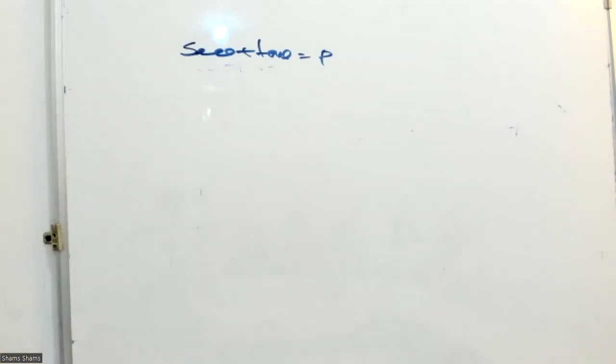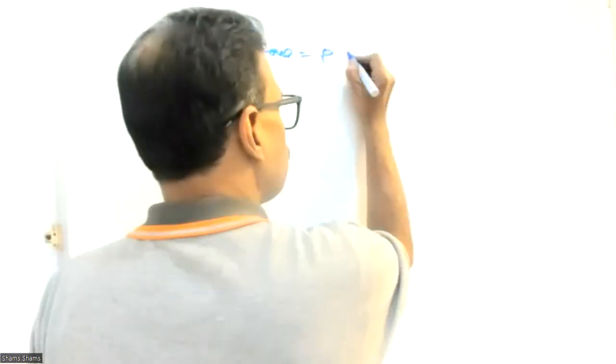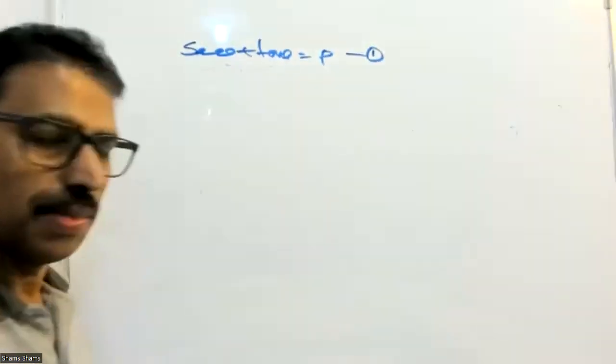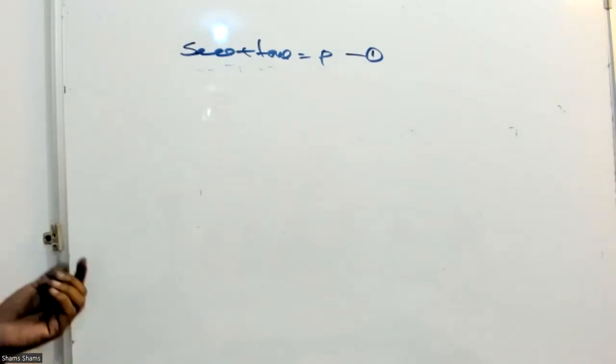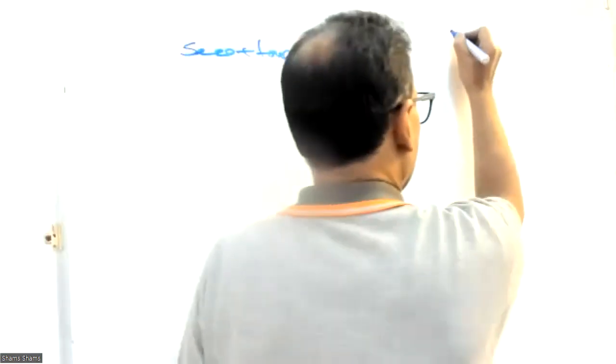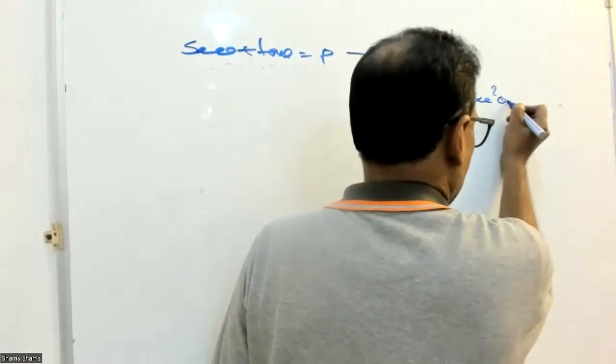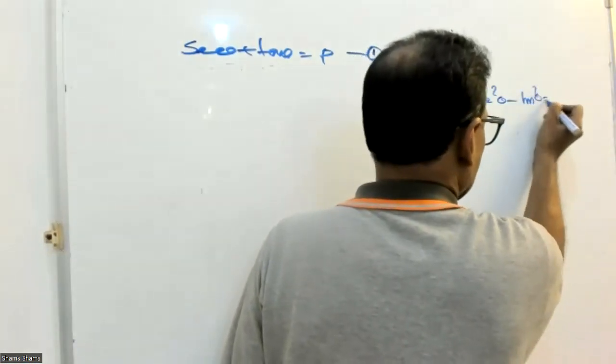I'll show this one. This one I'm calling one. Is the question clear or not? The question is, sec theta plus tan theta equals P. We have to find sec theta, tan theta, sin theta in terms of P only, and that's the answer. We know that sec square theta minus tan square theta equals 1, right?